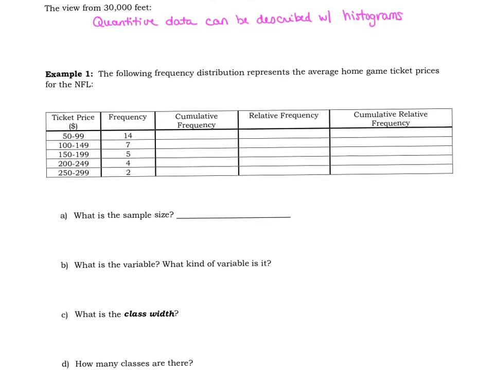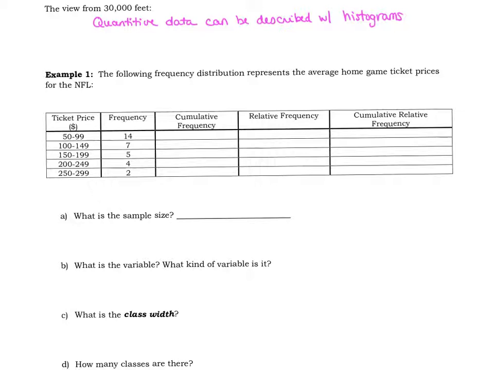In this table, we have the average home game ticket prices for NFL teams and how often that occurs. You'll notice a range of ticket prices. This is a little different. We don't have categories like motivated and unmotivated. We're talking about numerical data. So we've got ranges of prices, and how many teams' average ticket prices fall into each category is your frequencies.